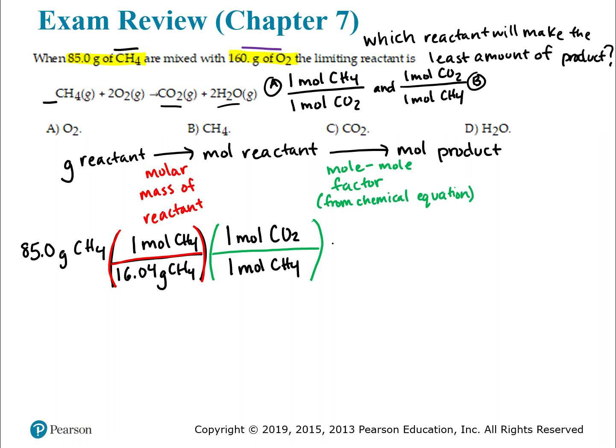So when I go through and do my unit analysis, grams cancel. I've got moles of methane. My moles cancel. And I've got moles of carbon dioxide. When you do the math, you should get 5.3 moles of carbon dioxide. But we're not done. We've still got to check out how much product we would make if we used all of the oxygen up.